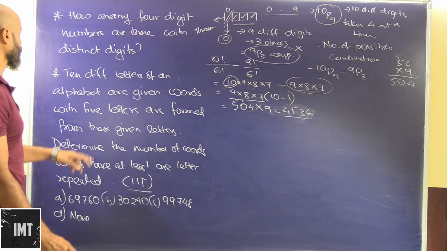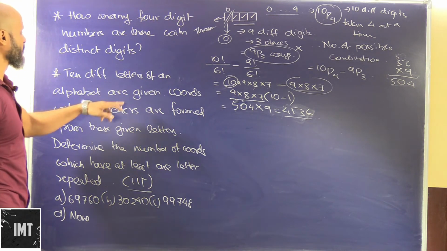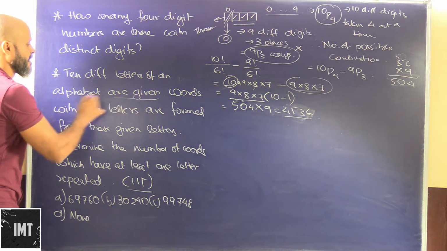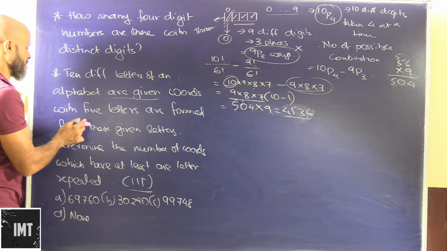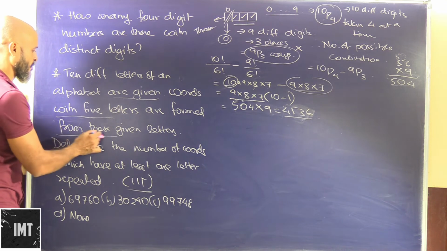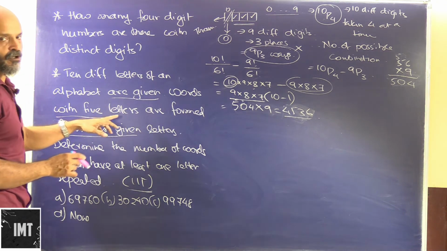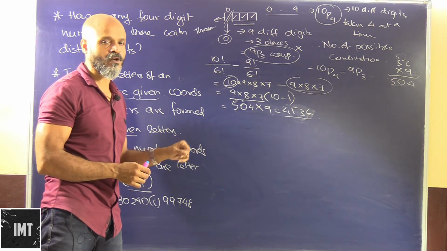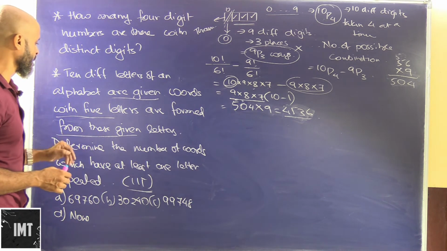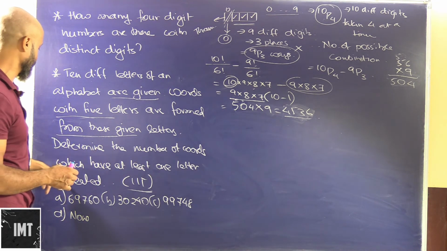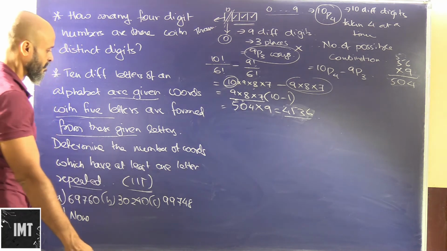Alright, so let's move on to the next problem here. 10 different letters of an alphabet are given. This is basically an IIT problem. Words with 5 letters are found from these given letters. This problem has also been mentioned in the book of R.D. Sharma. Determine the number of words which have at least one letter repeated.